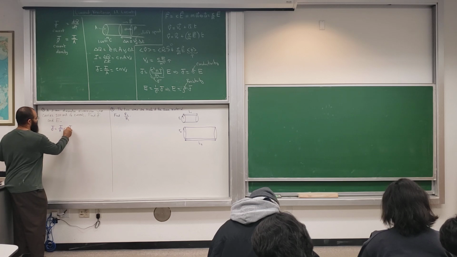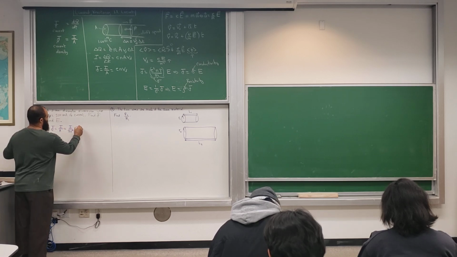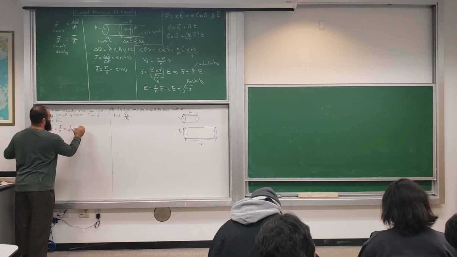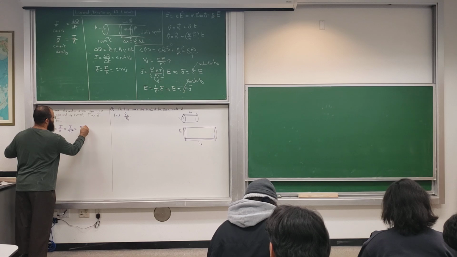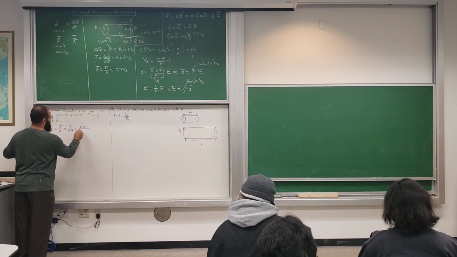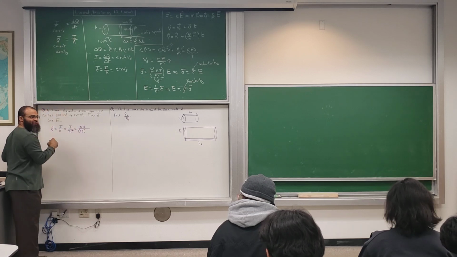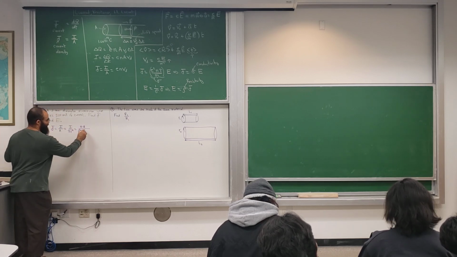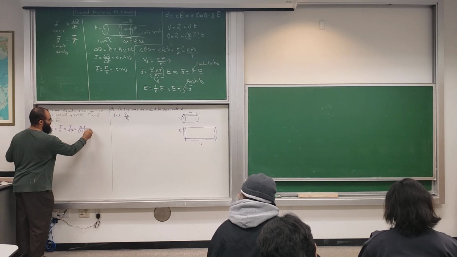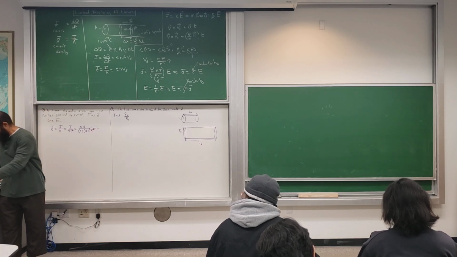So it's I over pi r squared. I get 0.8 amperes, and then pi times the radius squared. The diameter is 2 millimeters, so the radius is just 1 millimeter. So 1 times 10 to the minus 3, because we need it in meters. And then you have to square it.